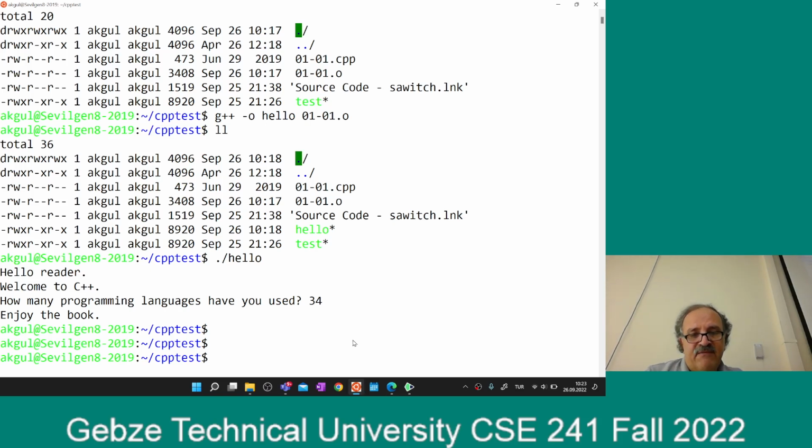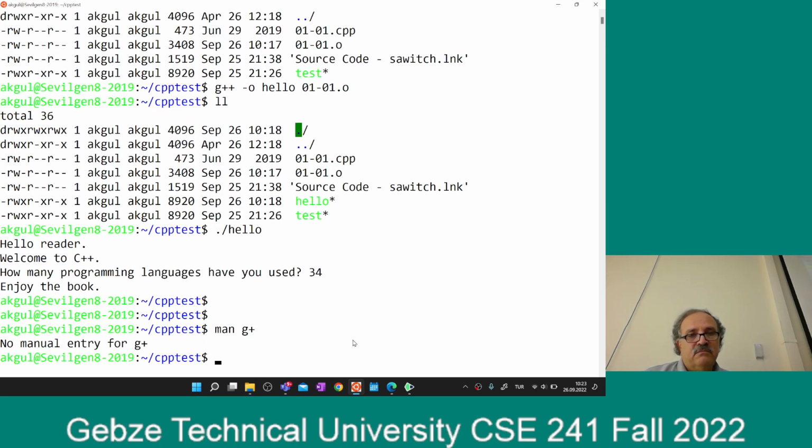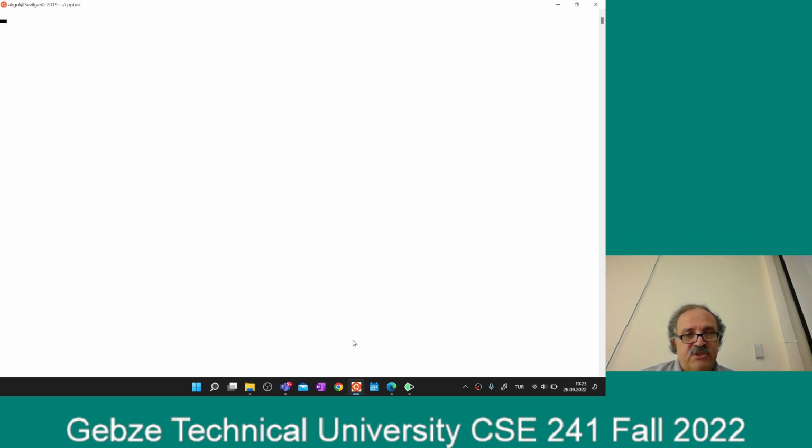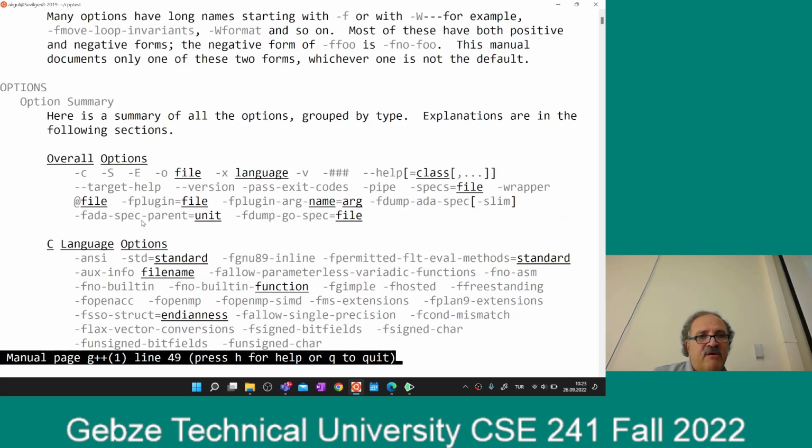So where do I get all this stuff? You go to the manual page of g++. It says that g++ or gcc is the same thing, is a compiler, and these are the options. Minus c, you remember it, right? Minus S, minus E, minus g, and there are many options, and let me show you some of the option switches. These are C language switches.